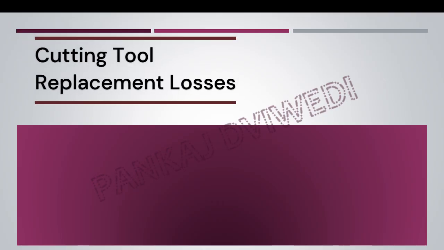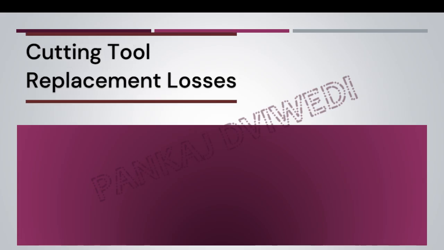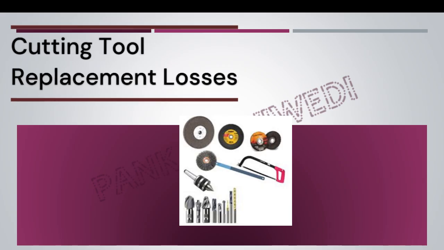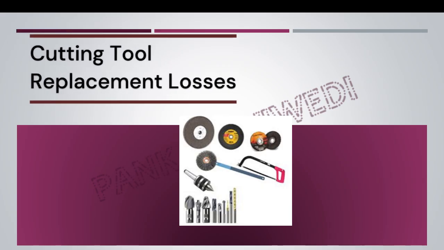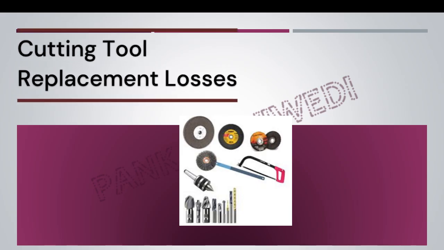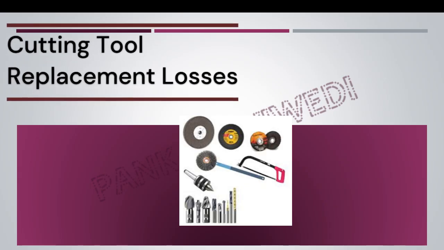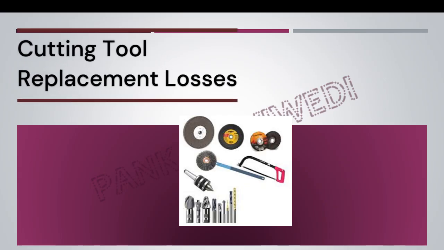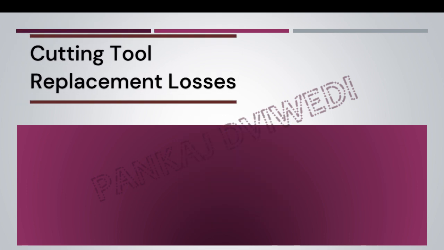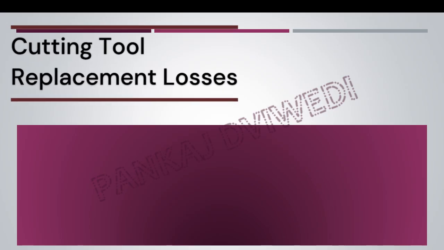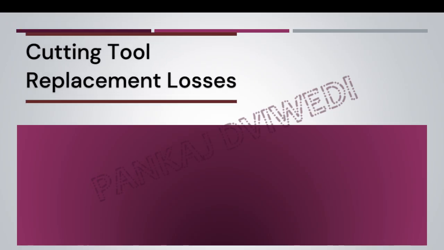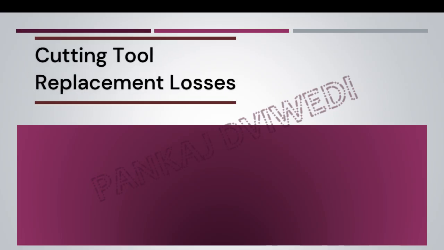Whenever a machine is stopped to replace a cutting tool like inserts, grinding wheel, blade, or cutting wire, the time lost in replacing that cutting tool is counted under cutting tool replacement losses. Whether it is wear and tear or an accidental replacement, that will be counted in cutting tool replacement losses. Normally it is measured in minutes.